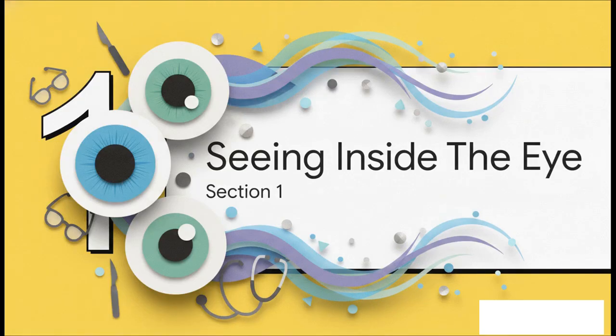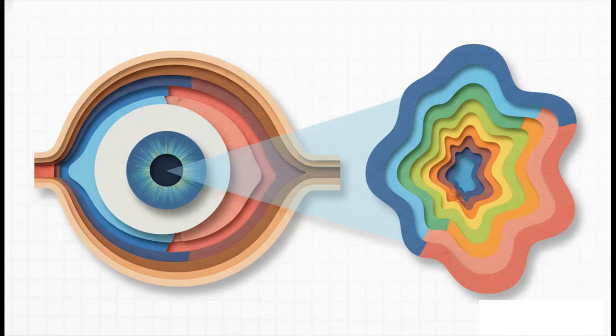Section 1. Seeing inside the eye. At its absolute core, OCT relies on something called interferometry to create in vivo cross-sectional maps of the retina. The best way to think about it, it's kind of like a medical ultrasound, but instead of bouncing sound waves off your internal organs, OCT uses light waves to visualize these incredibly microscopic layers of tissue inside a living eye. And because we're using light, there are absolutely zero incisions.